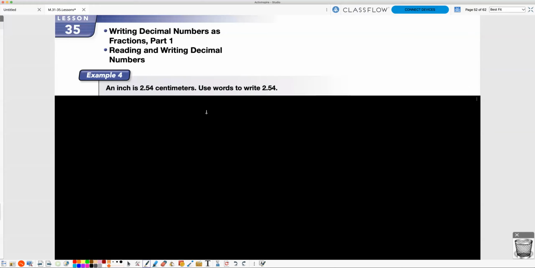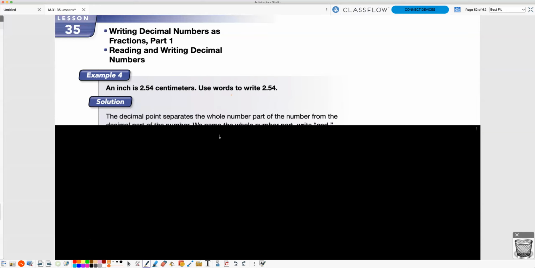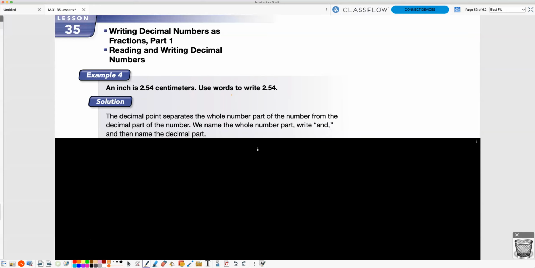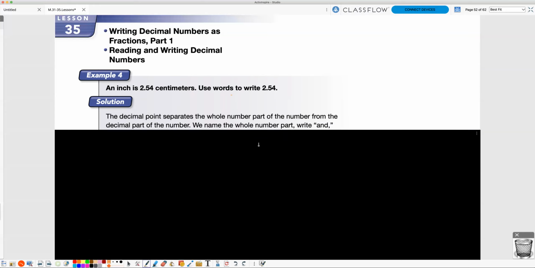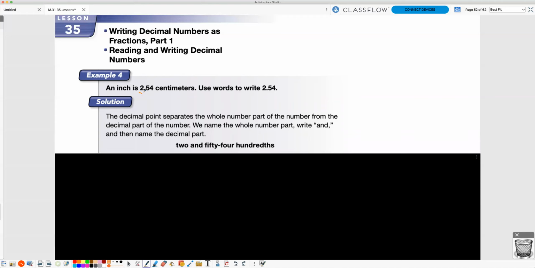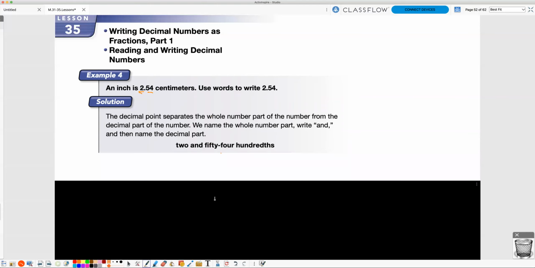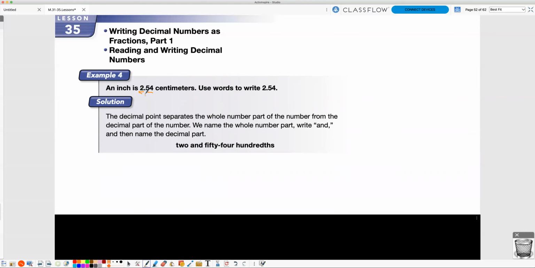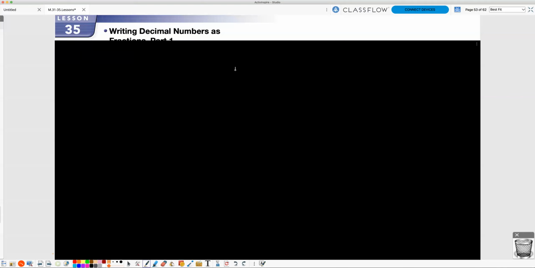Example 4, an inch is 2.54 centimeters. Use words to write 2.54. So the decimal point separates the whole number part of the number from the decimal part of the number. We name the whole number part, write and, then name the decimal part. So 2 and 54 hundredths would be the decimal place of that particular number. So 2, remember the word and is what the decimal is, and then 54 hundredths.